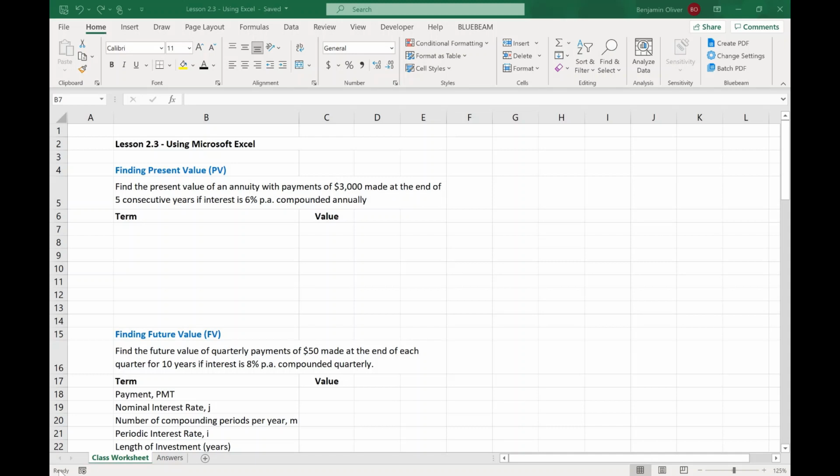Hi everyone, lesson 2.3 is a little bit different. Rather than us tackling problems, having me write out the solutions as a recording, this lesson is the first of multiple lessons. There'll be typically one lesson per unit moving forward, looking at using Microsoft Excel to solve the exact same problems that we've been looking at so far.